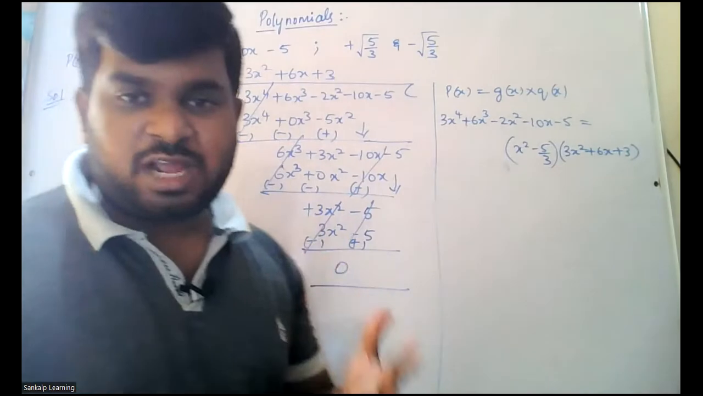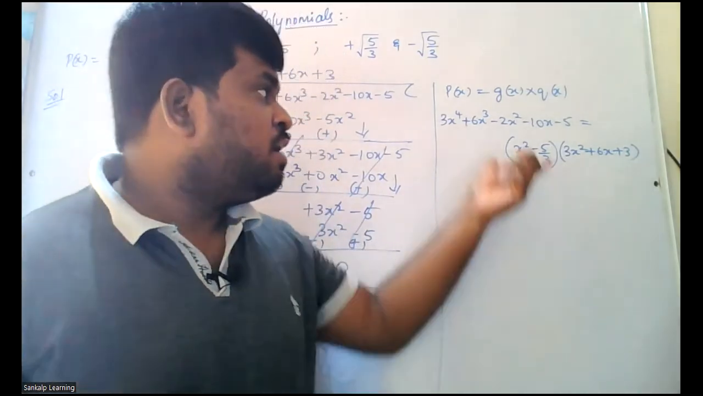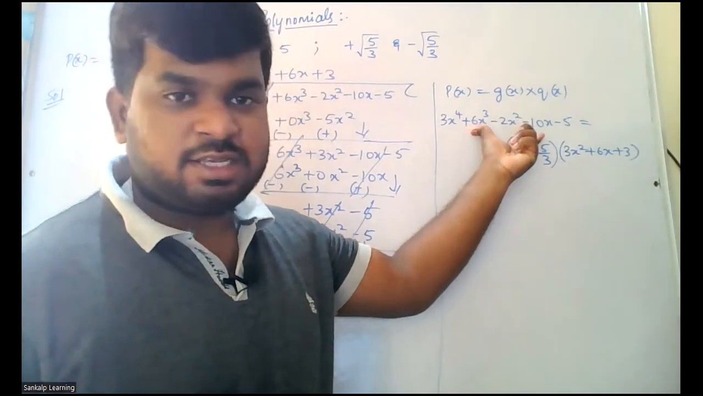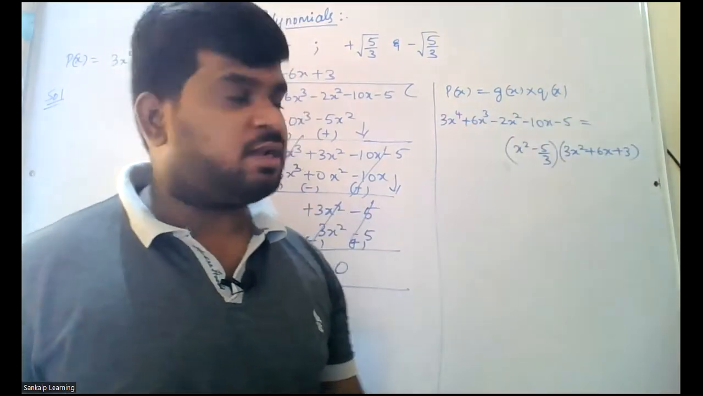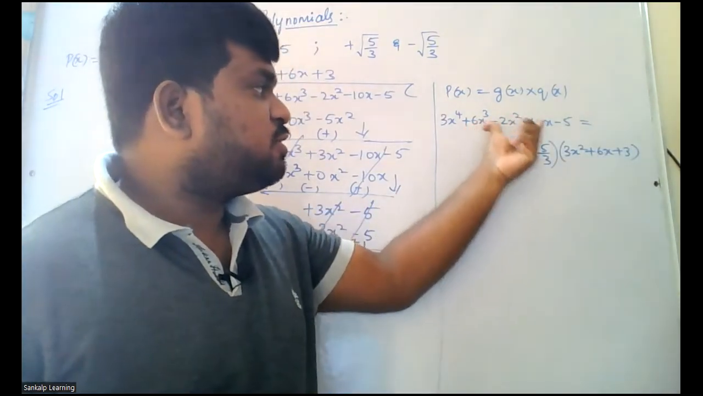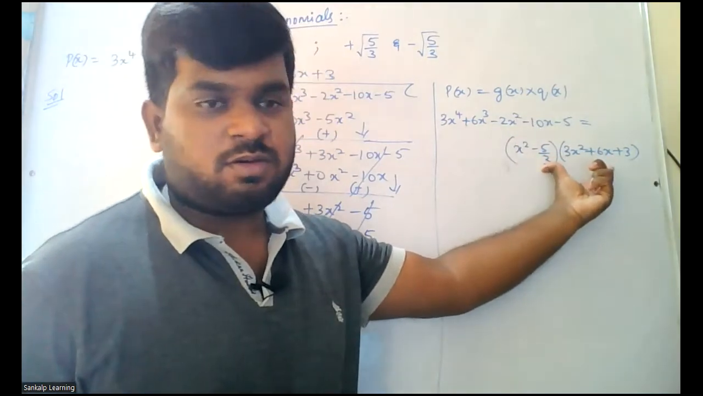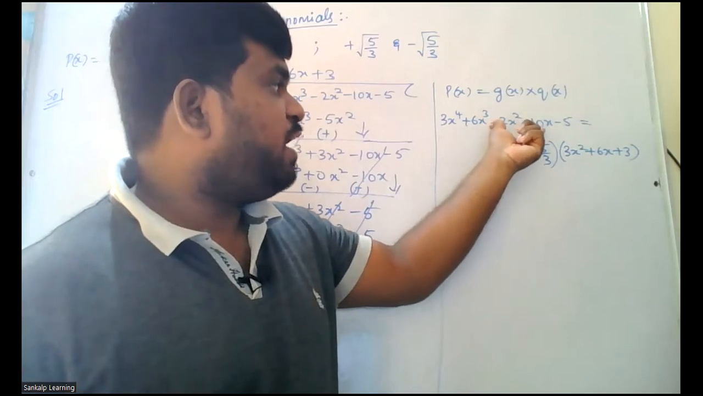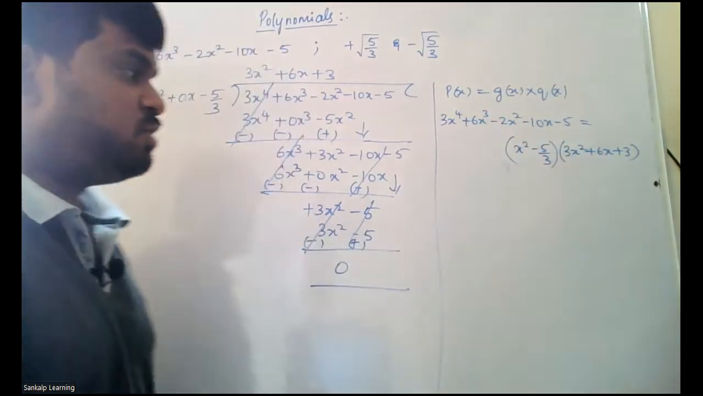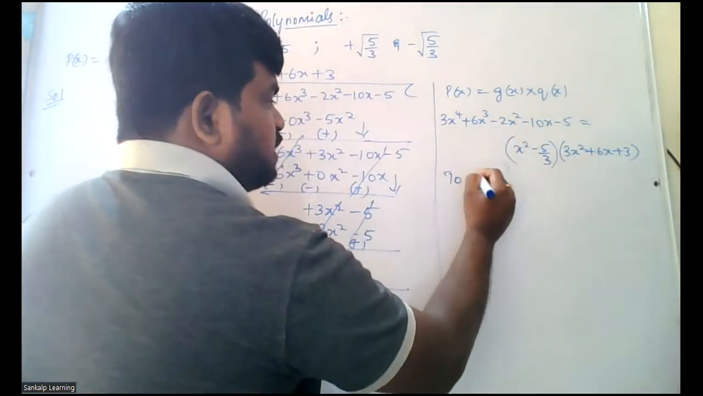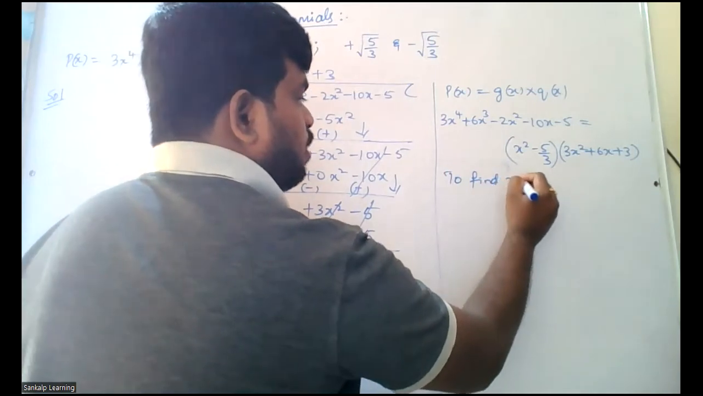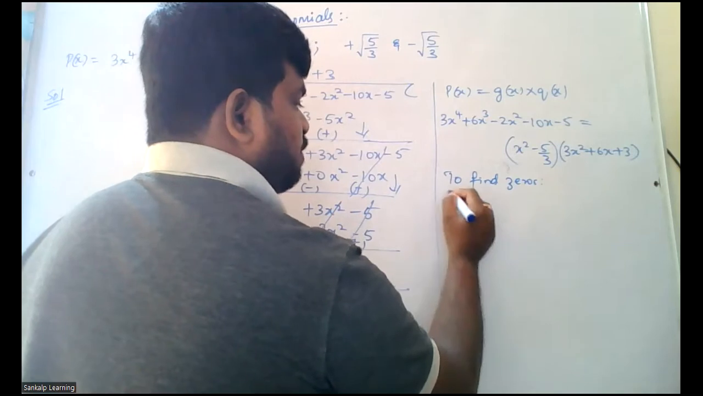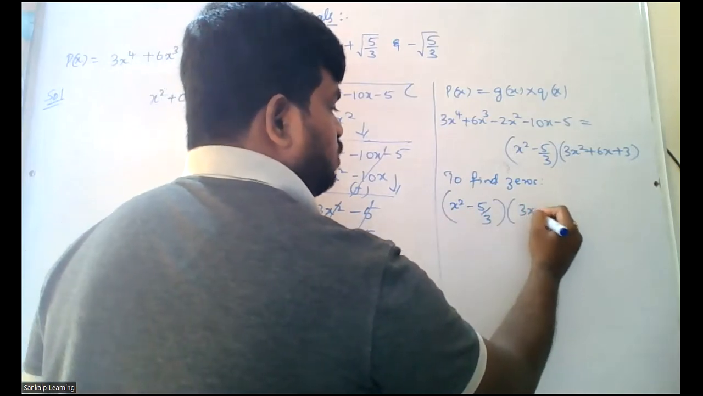Okay. Now usually, to find the zeros, we will equate this to 0, isn't it? That is how we start. Instead of equating this to 0, let's equate this to 0, because both are equal, right? So to find the zeros, instead of equating this to 0, let's equate this to 0. To find zeros, what should we do? The first step is we have to equate the polynomial to 0.